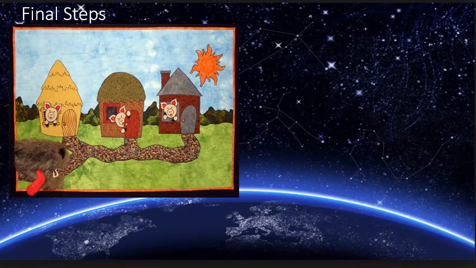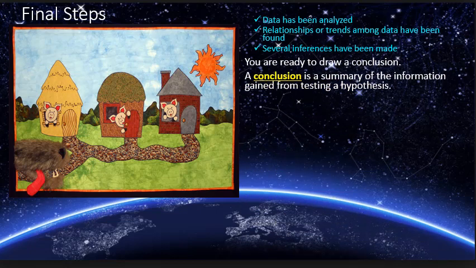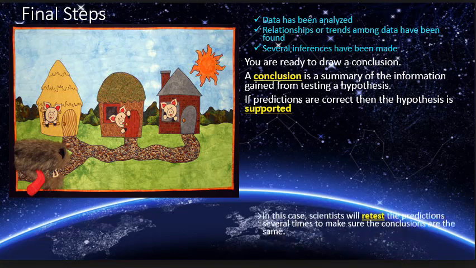So now you're ready to kind of finalize everything. You've got your data analyzed, the relationships and trends have been found, maybe some inferences have been made. You can draw a conclusion. So a conclusion is just a summary of what you learned when you were testing the hypothesis. It's real important that we distinguish between a hypothesis being correct or supported. We never say in science a hypothesis is correct. It's more like a prediction is correct, but the hypothesis is either supported by the data or it's not supported.